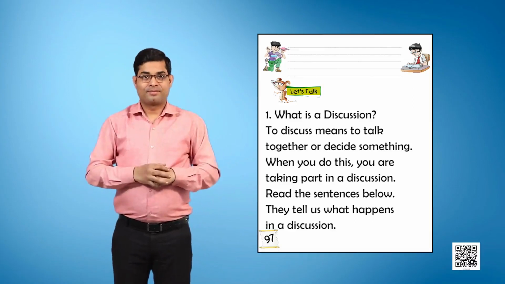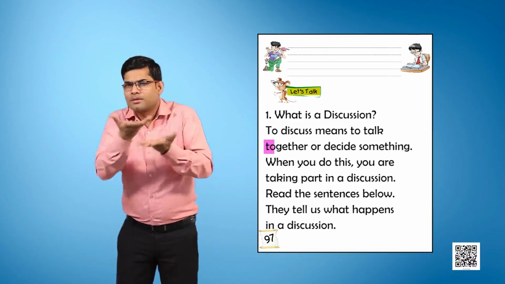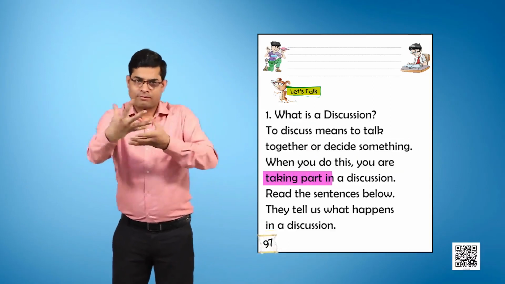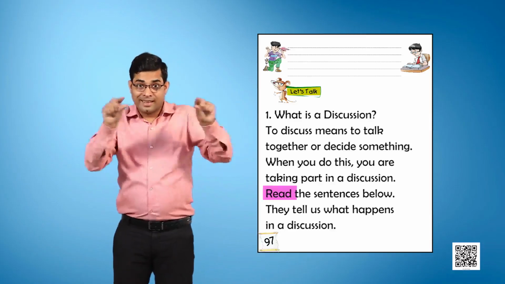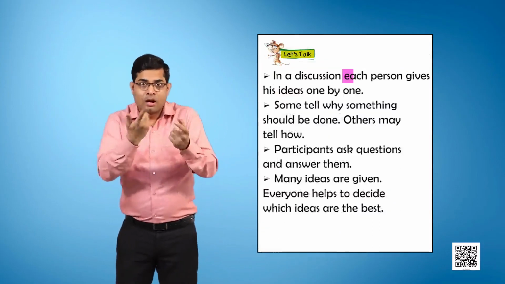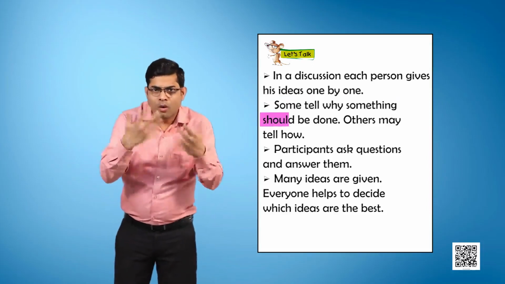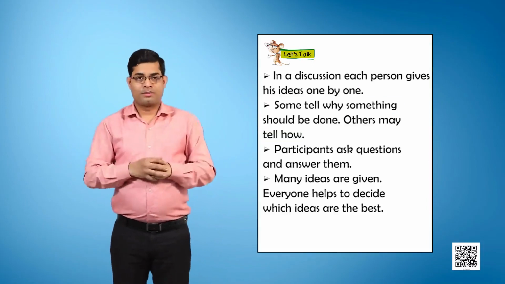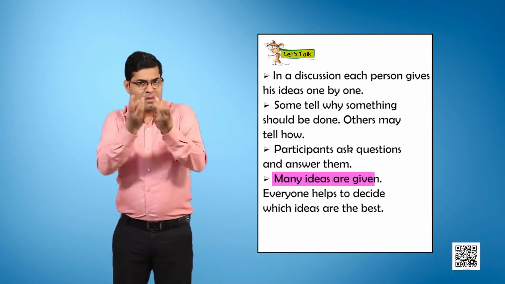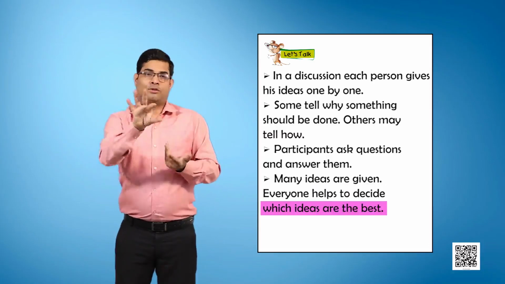Let's talk. 1. What is a discussion? To discuss means to talk together or decide something. When you do this, you are taking part in a discussion. Read the sentences below. They tell us what happens in a discussion. In a discussion, each person gives his ideas one by one. Some tell why something should be done. Others may tell how. Participants ask questions and answer them. Many ideas are given. Everyone helps to decide which ideas are the best.